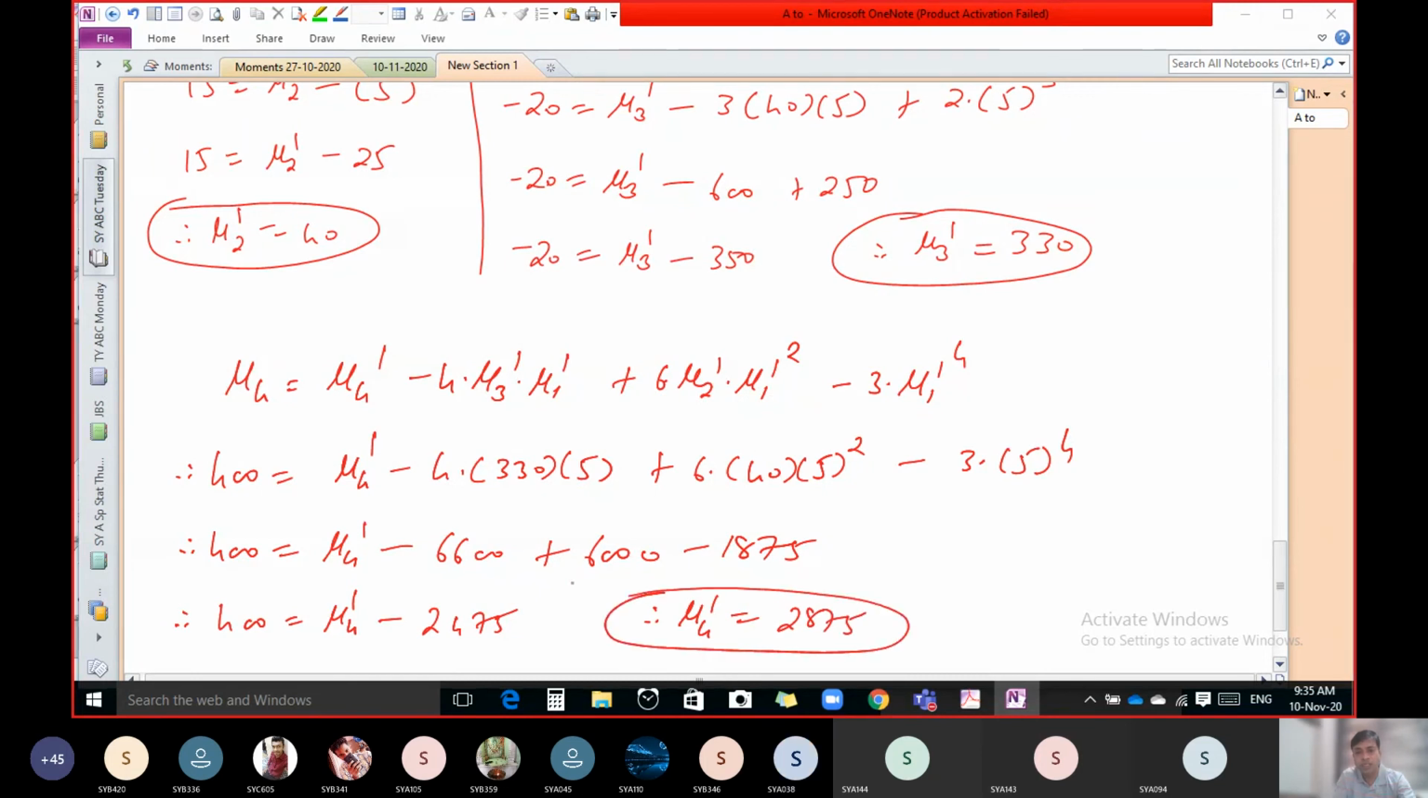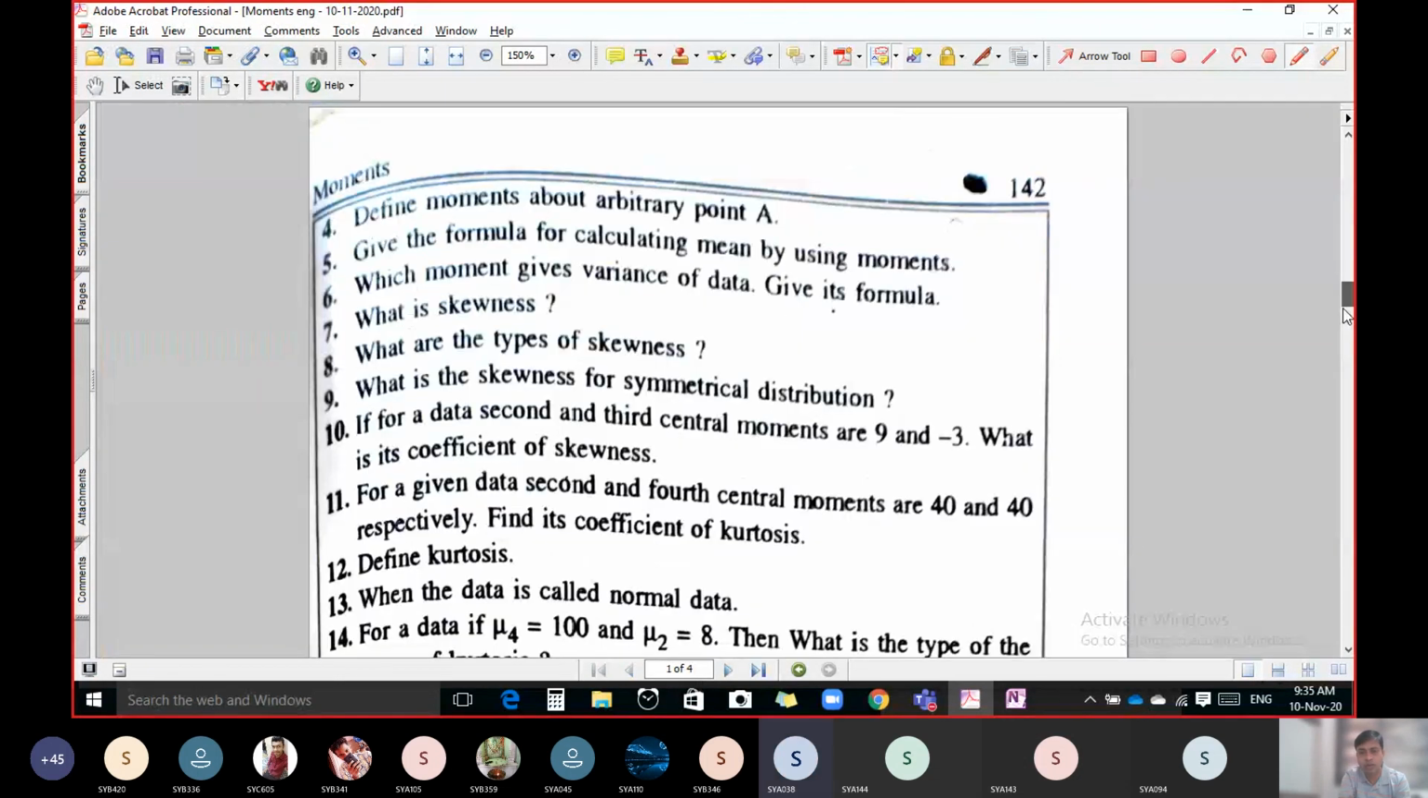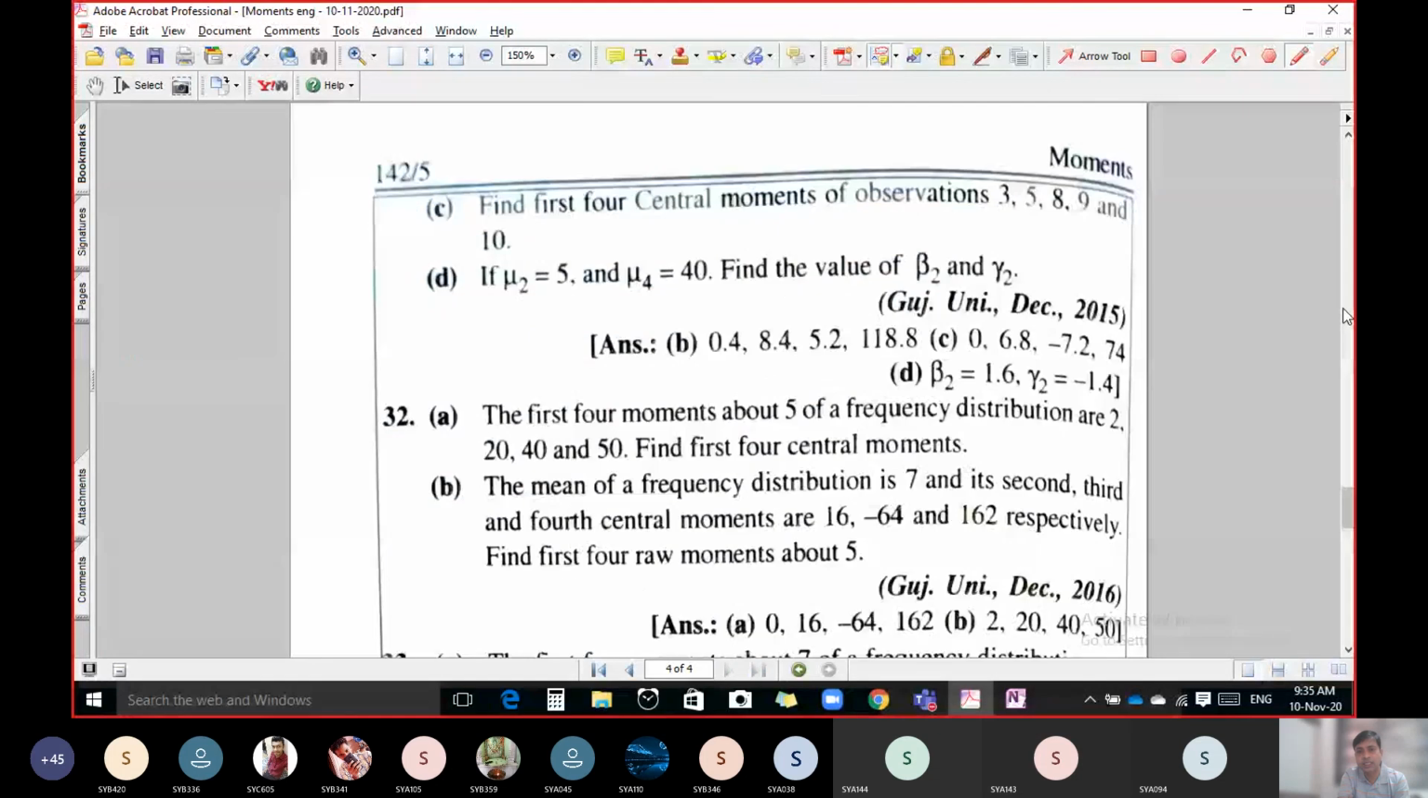So in that way, it is easy to calculate mu1 dash, mu2 dash, mu3 dash, and mu4 dash. This is the way to calculate them if mu2, mu3, mu4 are given. And all the remaining questions are the same as this question. So you try to solve them by yourself, and in the next lecture we will discuss your doubts.